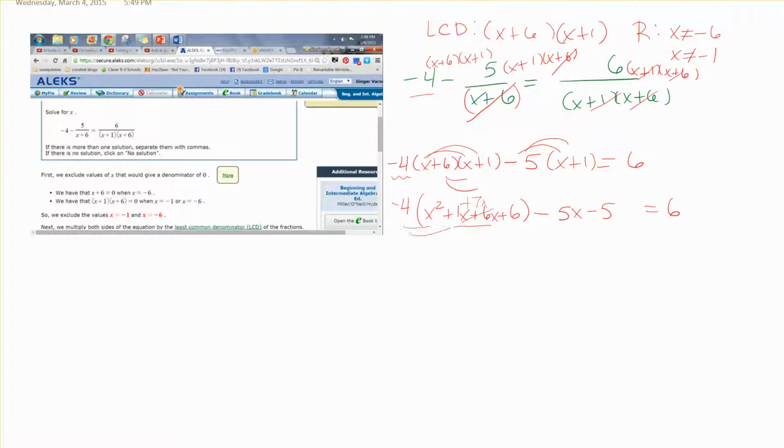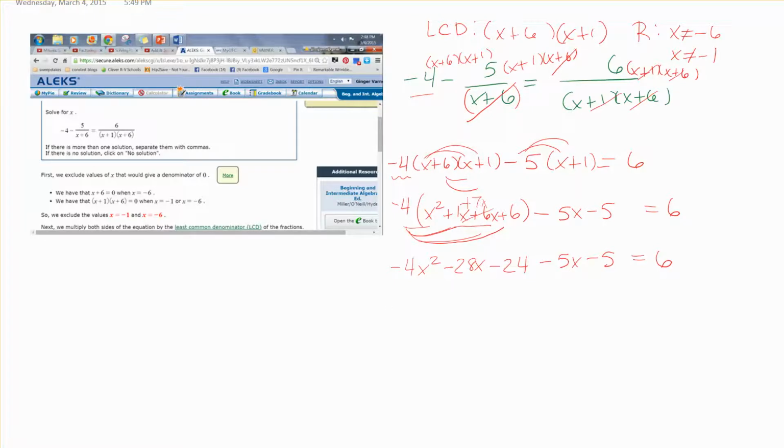Now I'm going to distribute negative 4. Negative 4 times x squared is negative 4x squared. Negative 4 times 7x is negative 28x. And negative 4 times 6 is negative 24. Bring down minus 5x minus 5 equals 6.